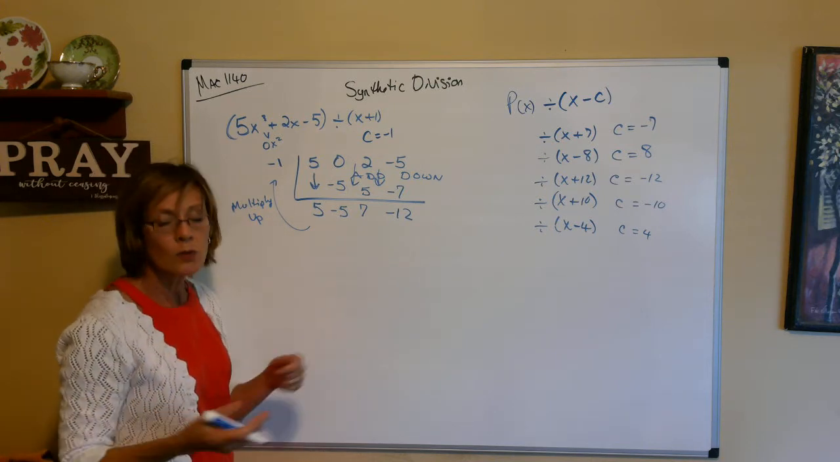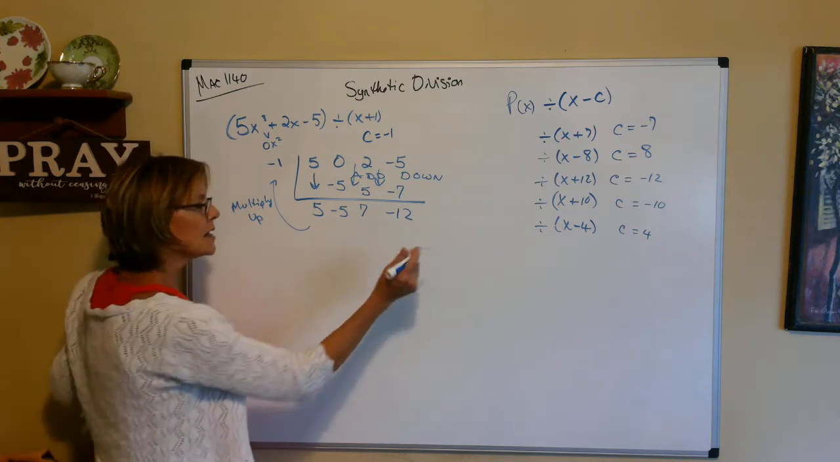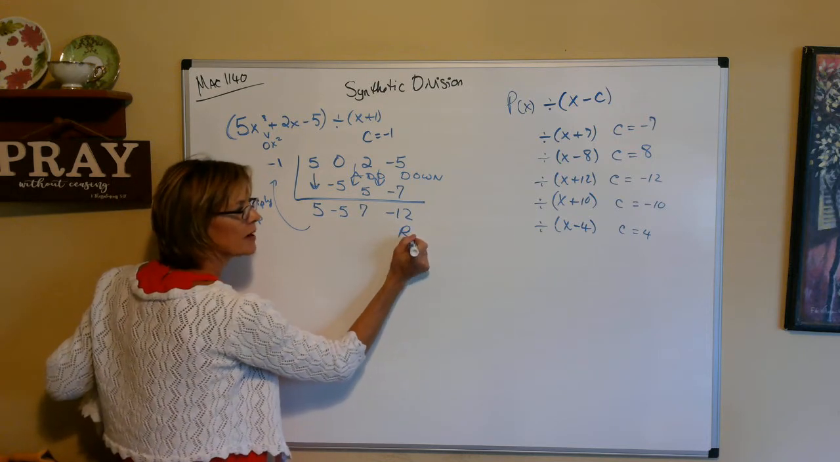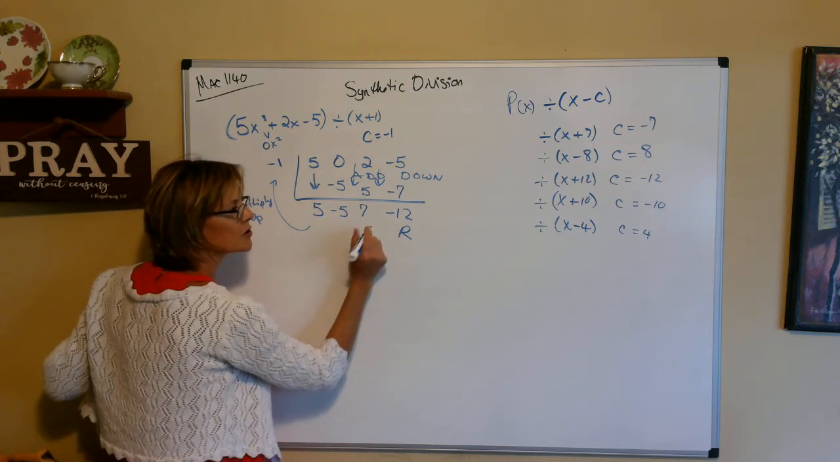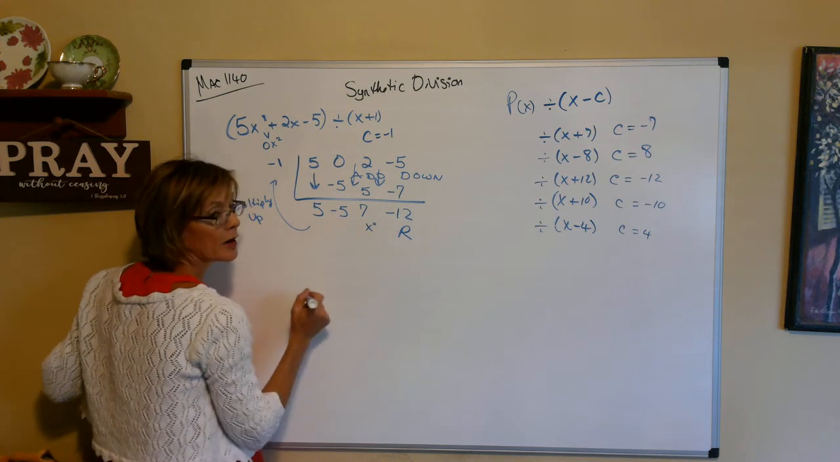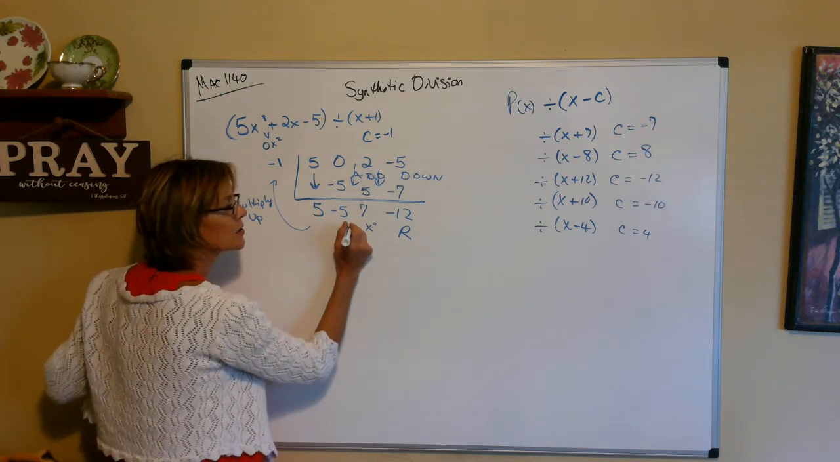Now, here are our numbers. What does this mean? Well, now we interpret what this means. This last term is your remainder. This is your constant term, or x to the 0 power term. This is your x term, x to the 1.